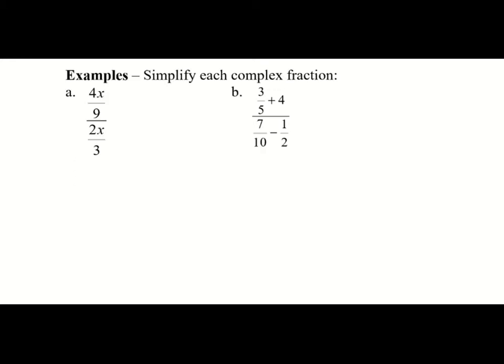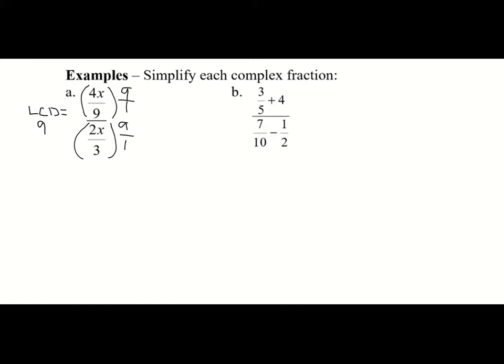Okay, so here for A, we have our first complex fraction: the fraction 4x divided by 9, over 2x divided by 3. And our two denominators here are 9 and 3. So my LCD, between 9 and 3, the least common denominator would be 9. That's the least common multiple. So I'm going to multiply the top by 9, or think of it like 9 over 1, and the bottom by 9 over 1.